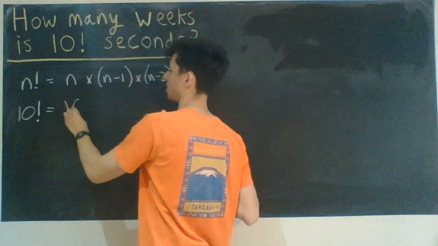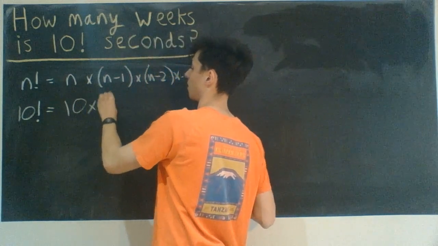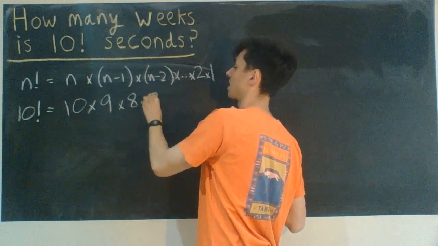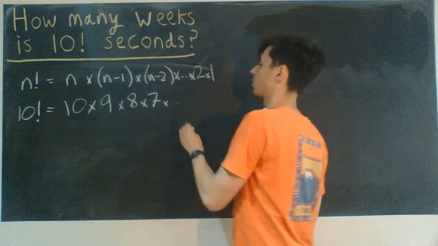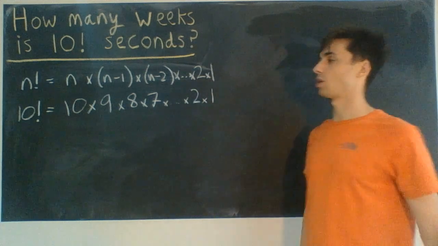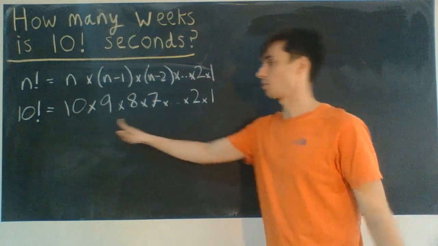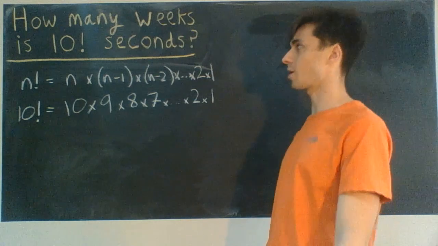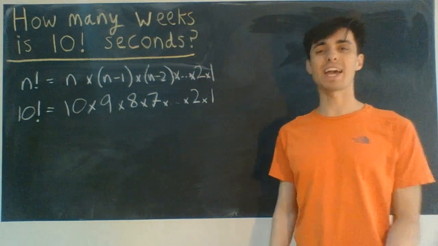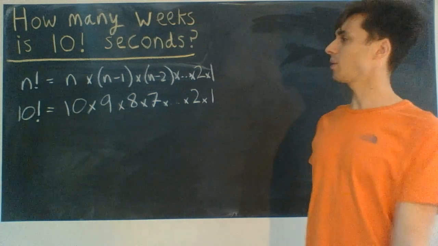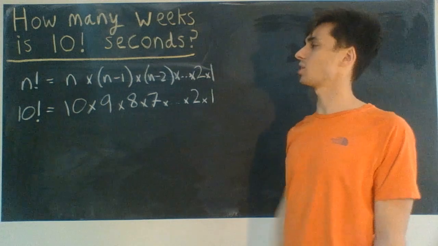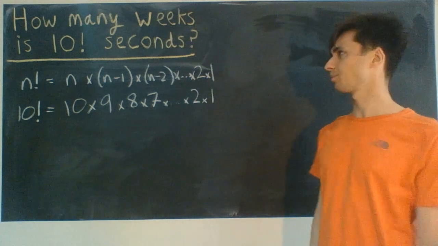We take 10, we times it by 9, and then by 8, and then by 7, and we keep going until we get to 2 times 1. We're taking all those numbers up to 10 and multiplying them together. If we've got a good understanding of what 10 factorial means, now we can start thinking about how we turn 10 factorial seconds into weeks.